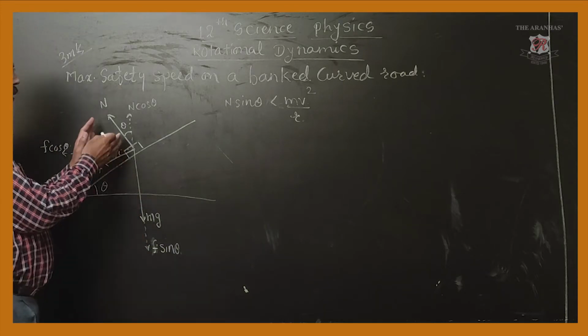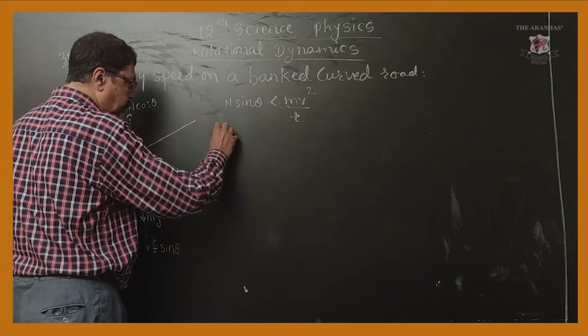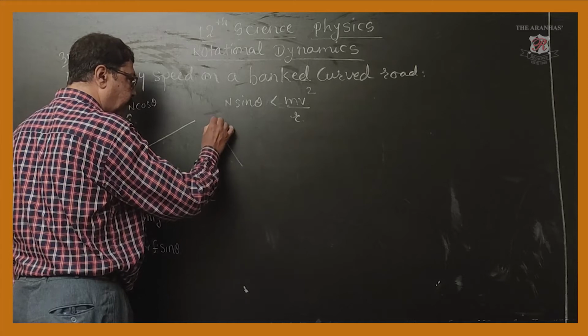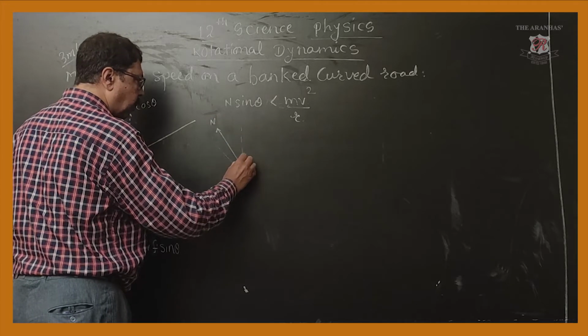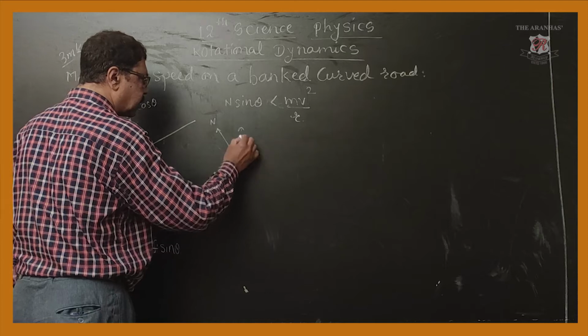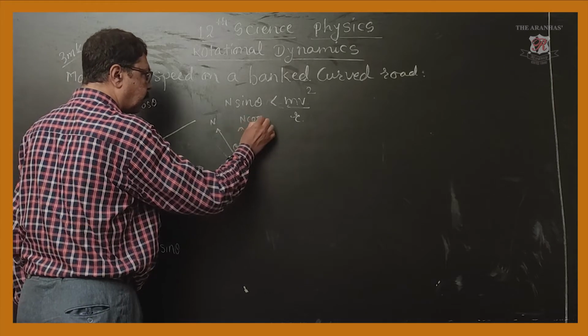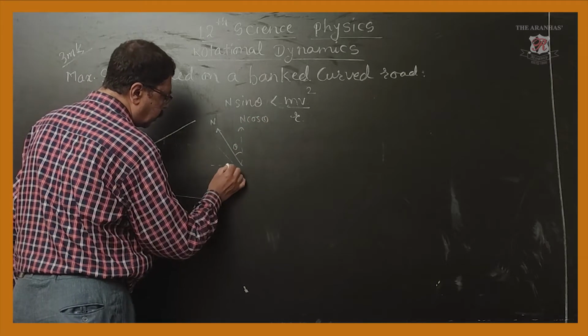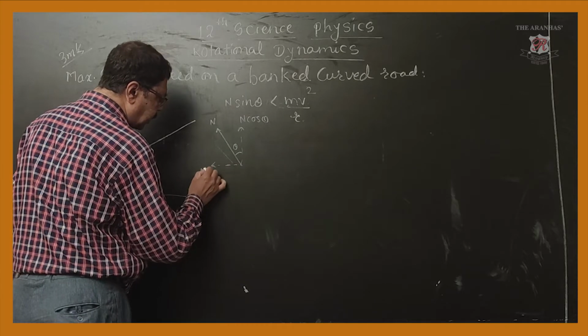Now, how the resolution has been shown? Assume that this is vector N. So, this component has been shown as N cos theta. This component is shown as N sin theta.